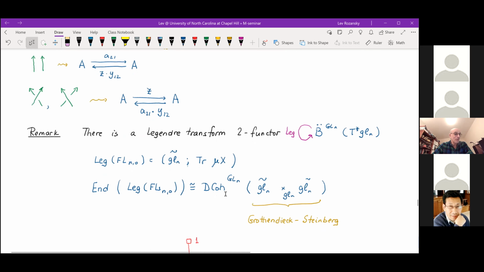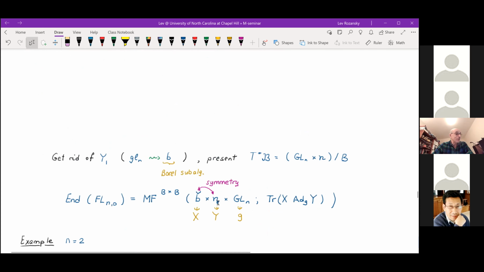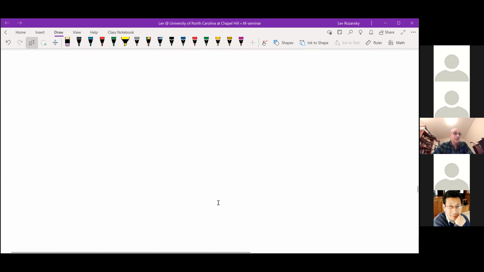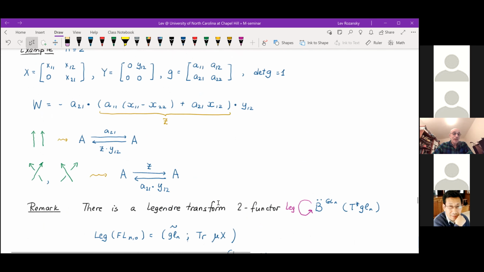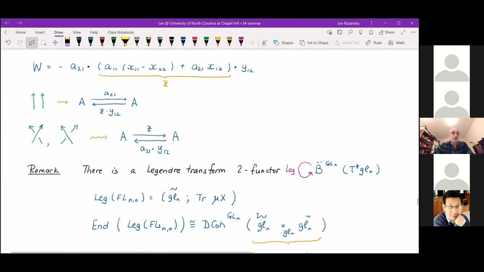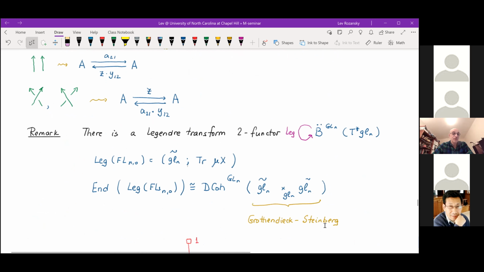And the endomorphisms of this object will, again, through the same procedure that we used to get Steinberg, now we'll get Grothendieck Steinberg. And that's the second variety used by Bezrukavnikov and Riche.